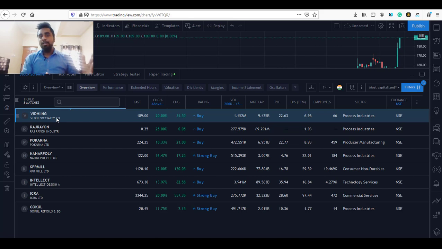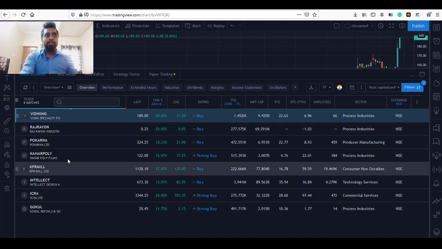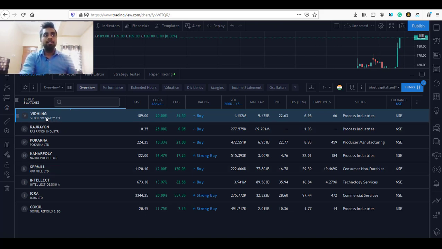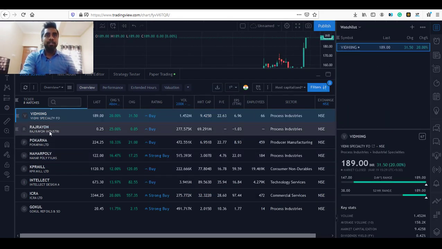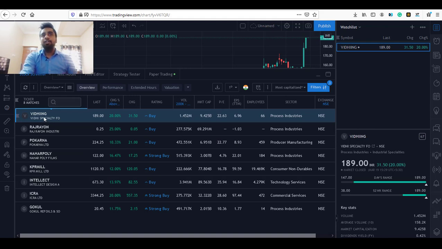Here we're going to add the stocks together in a watch list. So you will have your playlist. Whenever you want, you can review them using the watch list. For that, I'm going to select a particular stock and right-click, and you can see add to the watch list. And after adding it, you can see the stock is now available on the watch list.